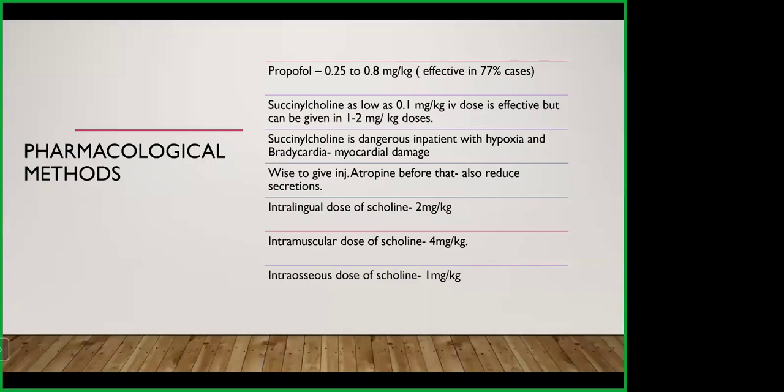After this, you can give propofol 0.25 to 0.8 milligram per kg. Succinylcholine as low as 0.1 milligram per kg IV dose is effective, but it can be given in higher doses also. Before giving succinylcholine, it is always wise to give atropine because the patient is already in hypoxia and bradycardia, and scoline causes more myocardial damage in these patients. If an IV line is not available, then intralingual, intramuscular, or intraosseous doses of scoline should be implemented in this scenario.